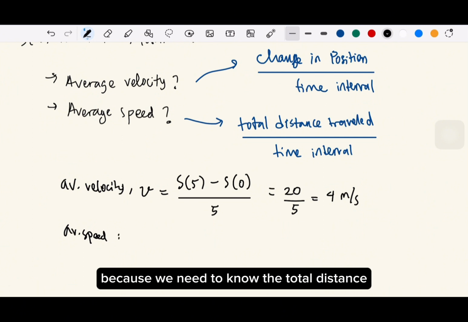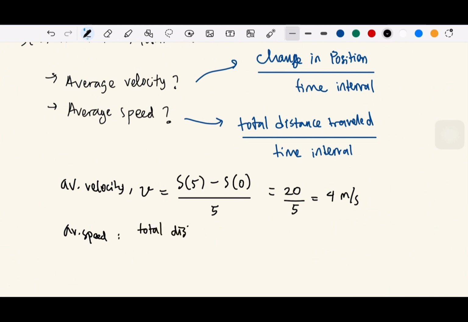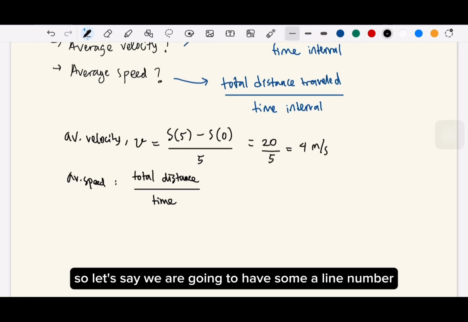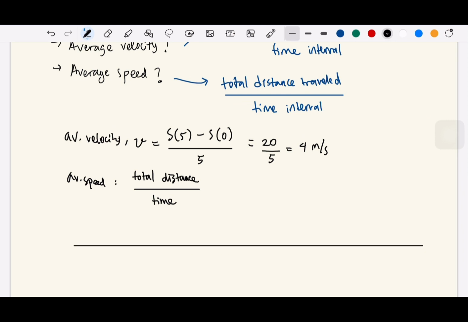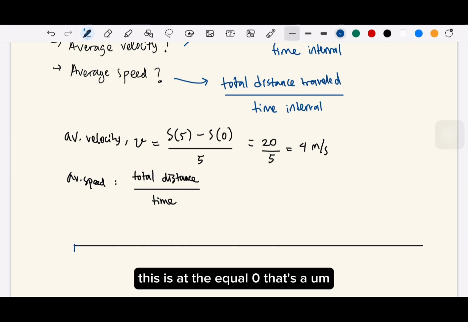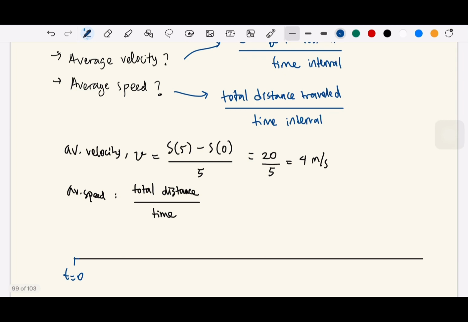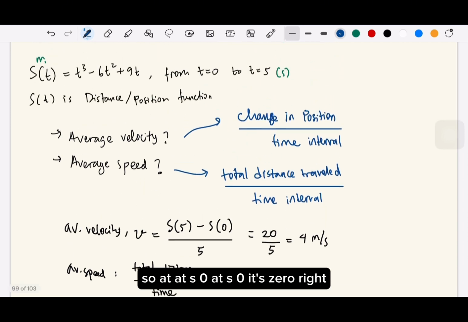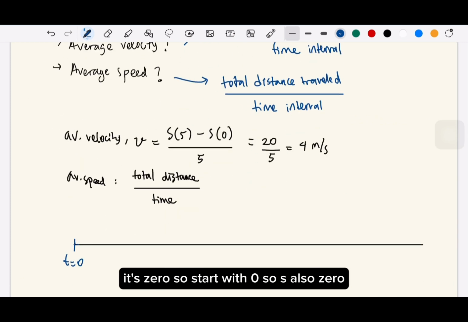Because we need to know the total distance divided by time. So let's say we are going to have some line number. This is at t equals 0. At s0, it's 0, right? It's 0, so start with 0. So s is also 0.